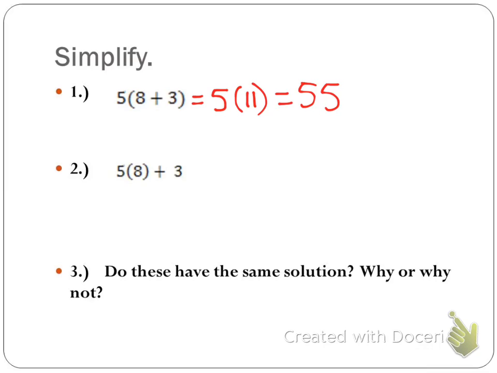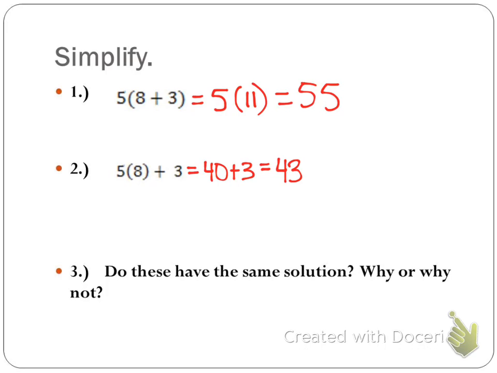On number 2, we only have parentheses around the 8, right? So there's nothing to simplify inside the parentheses. So what operation do we do first, Keon? Multiplication. So we multiply the 5 and 8 first to get 40. Good. Then we add the 3 to get a total of 43. Very good.